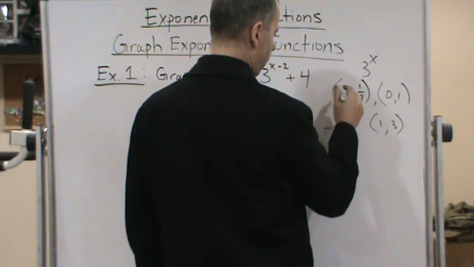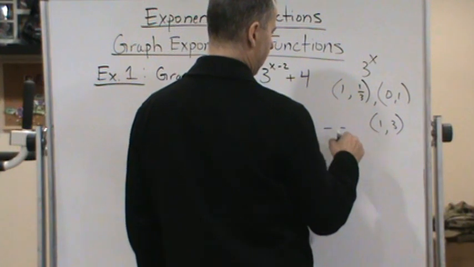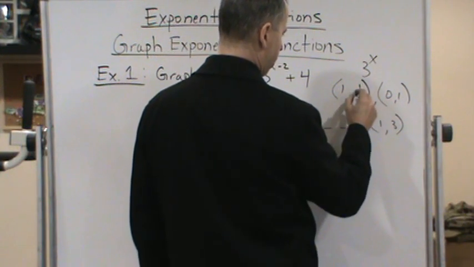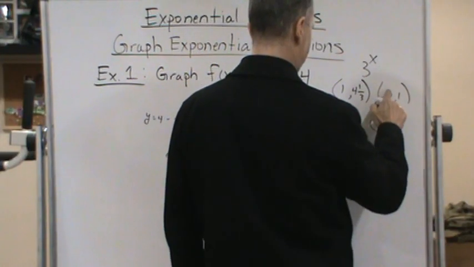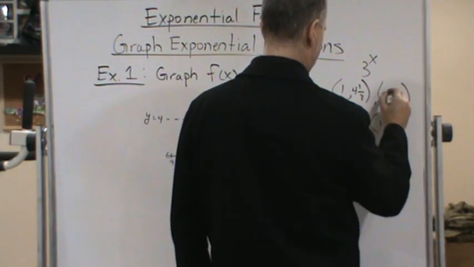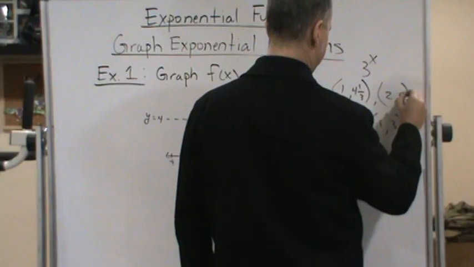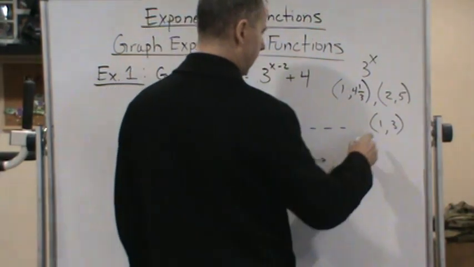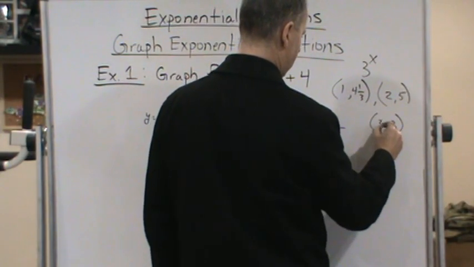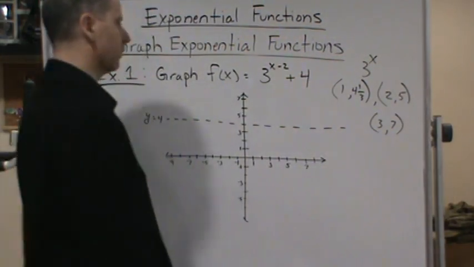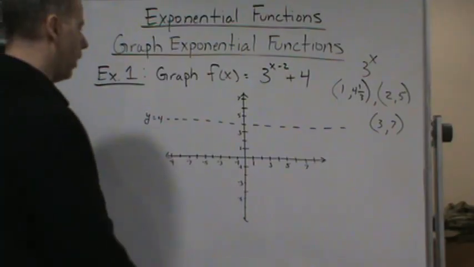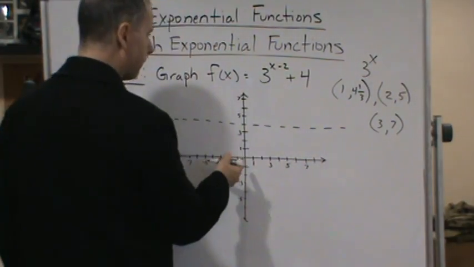So this is going to become 1, and this is going to become 4 1/3. This is going to become 2, 5. And this is going to become 3, 7. And so now, what happens?